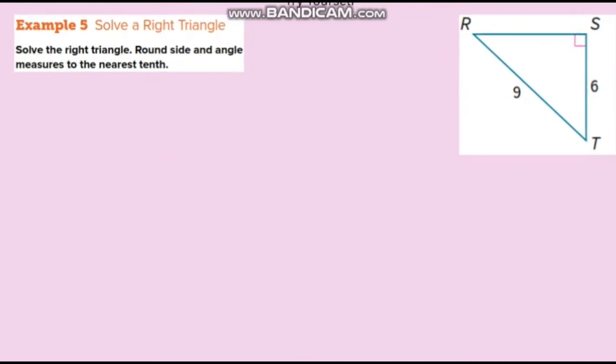Here is an example. You are given triangle RST. Solve this right triangle. From the diagram here, we have two side lengths: ST is 6 and RT is 9. RT is the hypotenuse and 6 is one of the legs. We also know one angle, which is the right angle, that is S. So to solve the triangle means to find the other two angles, which are T and R, and also to find the missing side RS.